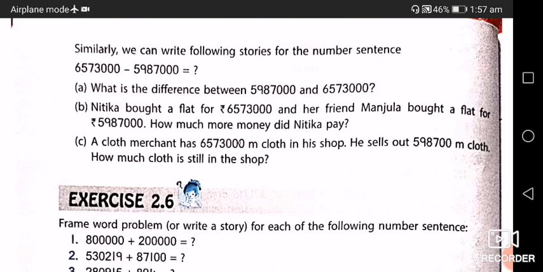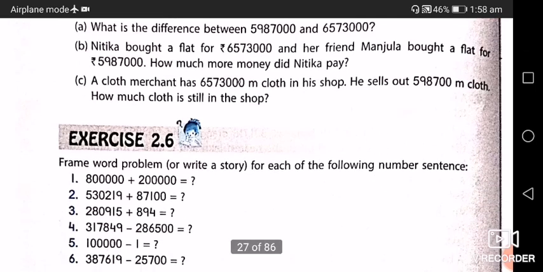Now C is, a cloth merchant has 65,73,000 meters of cloth in his shop. He sells this many meters of cloth, and then how much cloth is still in the shop? See, how much cloth is left in the shop, or still left in the shop. So these are the keywords which we have learned in that word problem exercise.